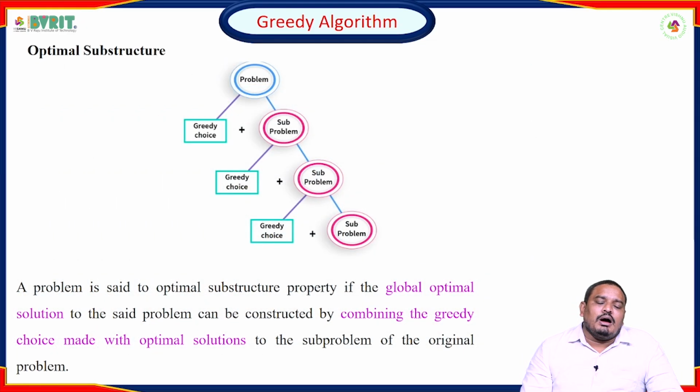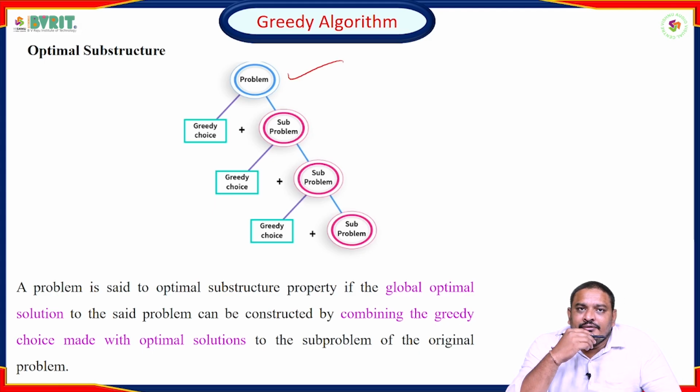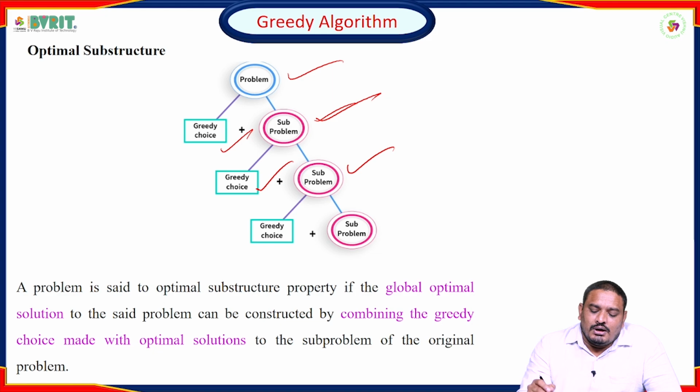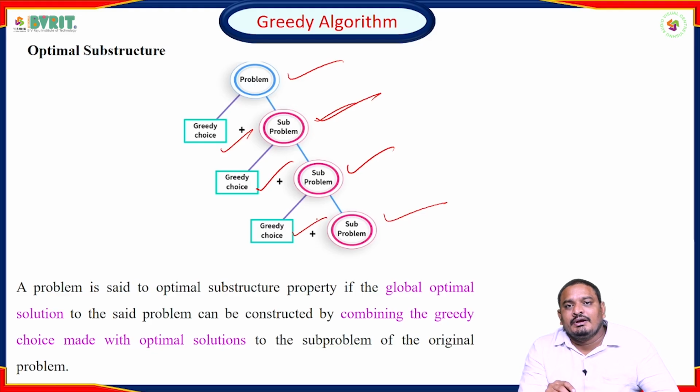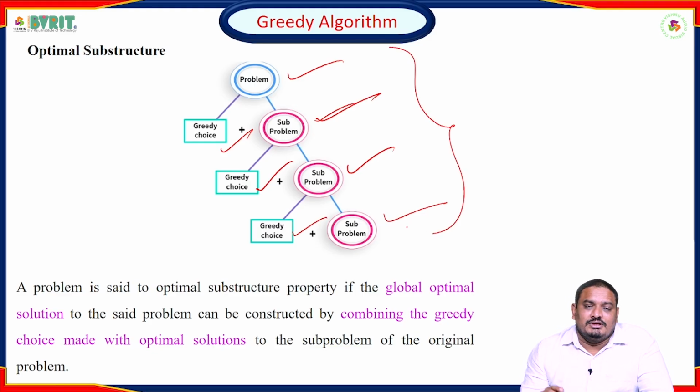What is the optimal substructure? The optimal substructure means the problem is divided into subproblems, which also involve greedy choices. Each subproblem gives rise to another subproblem, and each subproblem follows some greedy choices. The optimal structure follows like this.